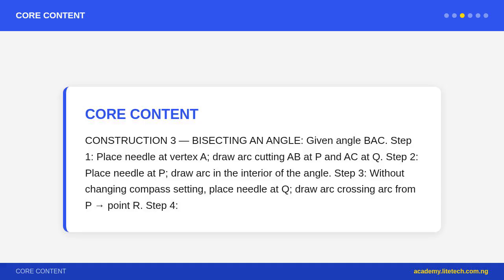Construction 8, equilateral triangle, all sides equal, all angles 60 degrees. Step 1, draw baseline AB of the desired length. Step 2, with radius equal to AB, needle at A, draw arc above the line. Step 3, with same radius, needle at B, draw arc intersecting the first, point C. Step 4, draw lines AC and BC. Triangle ABC is equilateral.